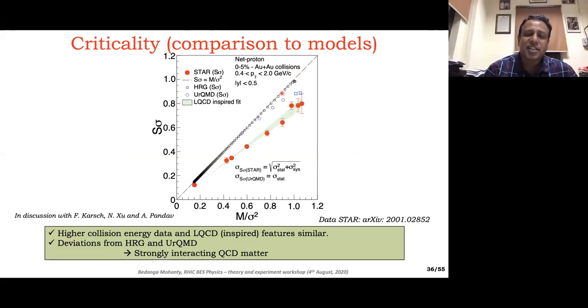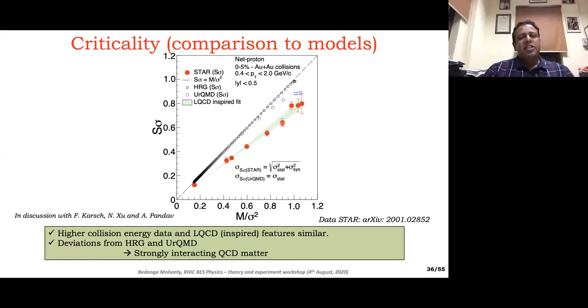Hadron resonance gas model follows it. URQMD also follows to some extent and then deviates. Data deviates from both these models quite a bit and are actually in relatively good agreement with a lattice QCD inspired fit, indicating we are dealing with strongly interacting QCD matter.